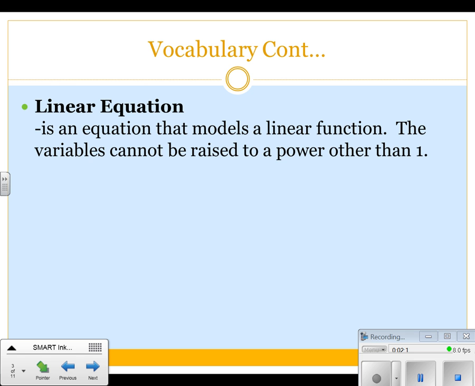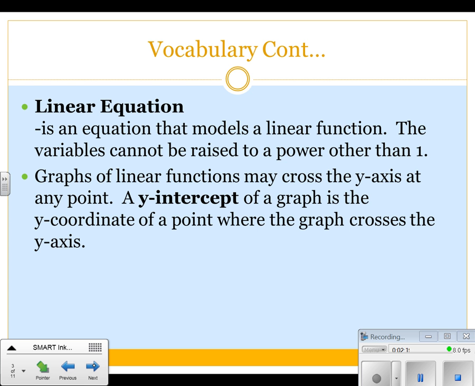A linear equation is an equation that models a linear function. The variables cannot be raised to a power other than 1. Graphs of linear functions may cross the y-axis at any point. A y-intercept of a graph is the y-coordinate of a point where the graph crosses the y-axis.